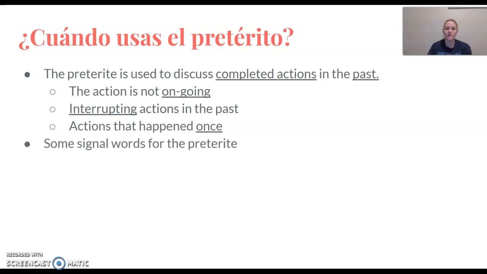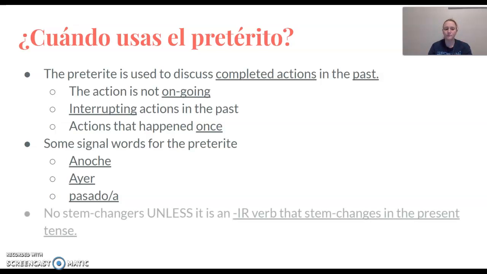Some of your signal words for the preterite are anoche, ayer, pasado, or pasado with a time frame. So like el año pasado, el mes pasado, el whatever day of the week pasado. If it just says el pasado, in the past, that's probably going to indicate the imperfect, because it's going to talk about something that happened that was ongoing, but we're going to get to that later.